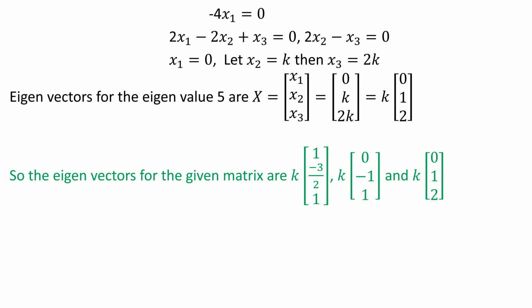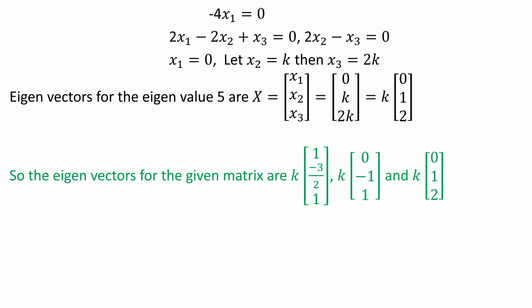From here, that will be minus 4x1 is equal to 0, that will become x1 is equal to 0, and 2x1 minus 2x2 plus x3 is equal to 0, and 2x2 minus x3 is equal to 0. From here it will be x1 is equal to 0, and suppose if we take x2 is equal to k, then x3 will become 2k. So eigenvector for the eigenvalue 5 are x is equal to x1 x2 x3 is equal to 0 k 2k. So if we bring that k factor outside, that will be k into 0 1 2.